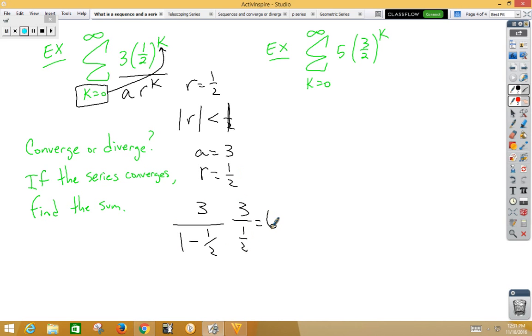In the second example, again, we're in a geometric form, a r to the k. This time, r is 3/2. Well, when the absolute value of r is greater than or equal to 1, then the series diverges. So we had one converge and one diverge.